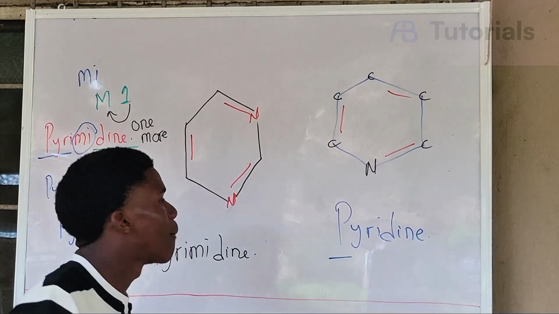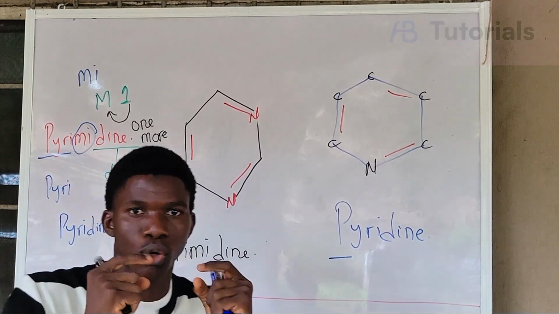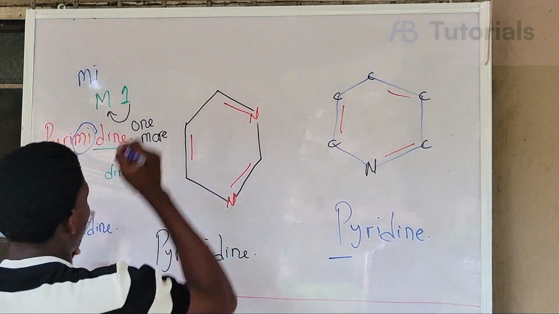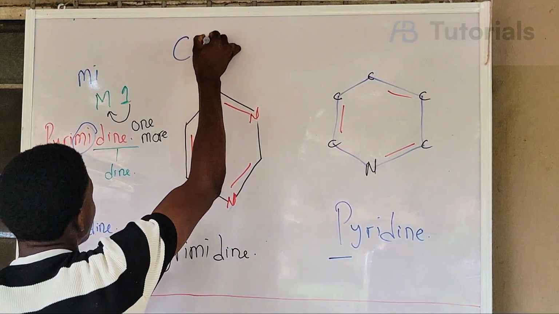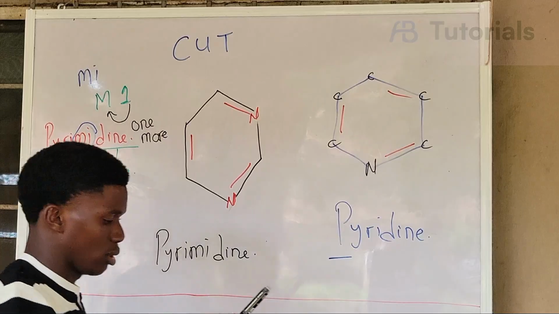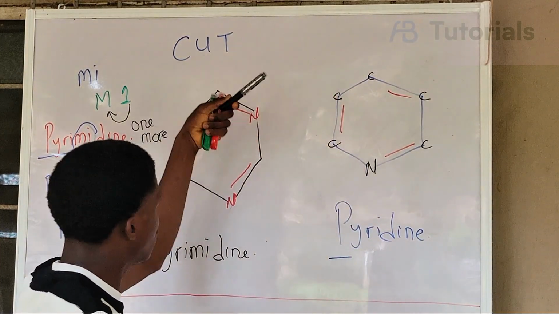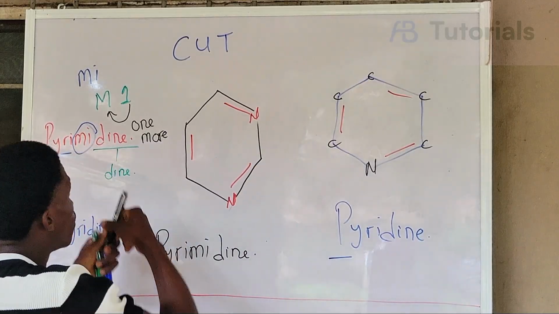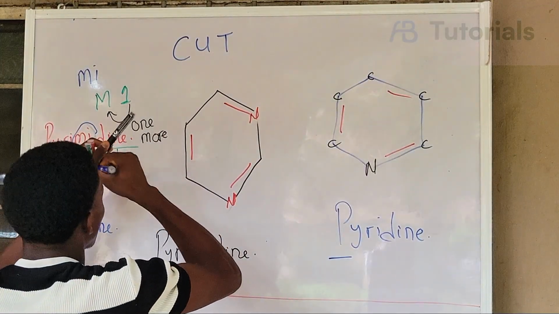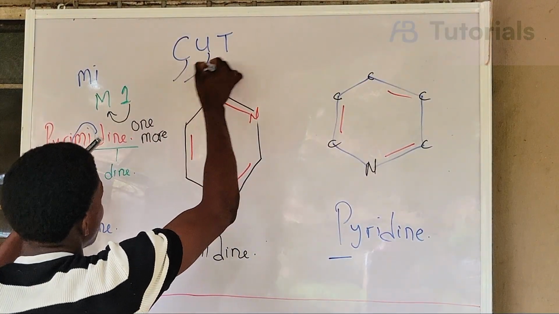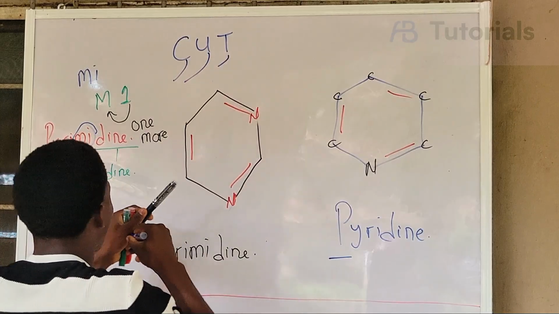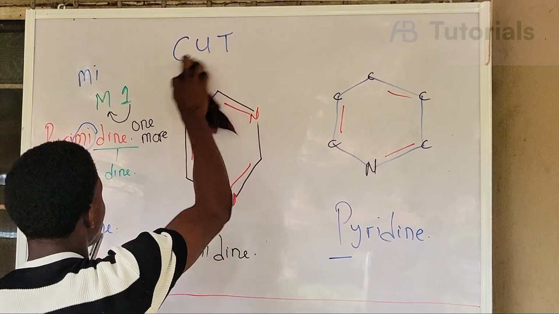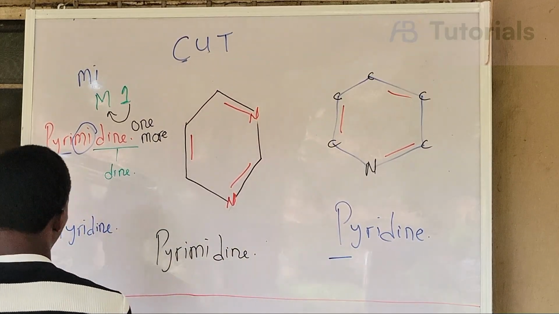So now pyrimidine, what is the shortcut for pyrimidine? The shortcut for the nitrogenous bases under pyrimidine is CUT, which is a very popular mnemonic. So we have CUT, which is Cytosine, Uracil, and Thymine. But that is not what I need now. What I actually need is this, and that's what I'm about to do.